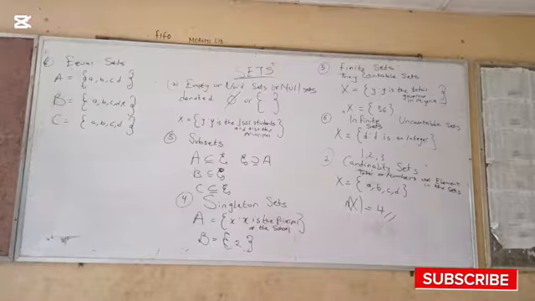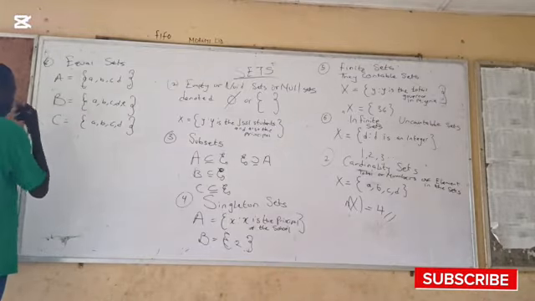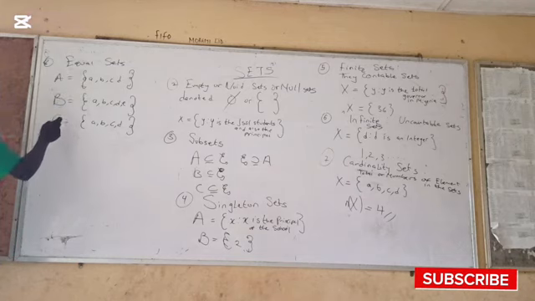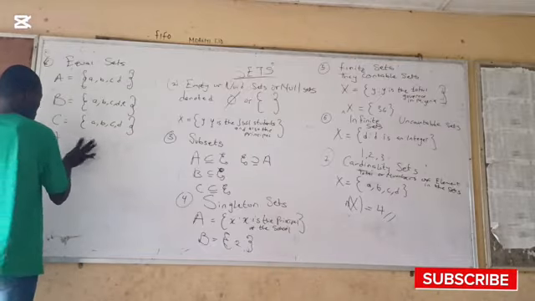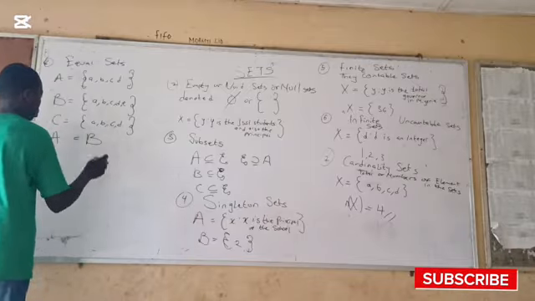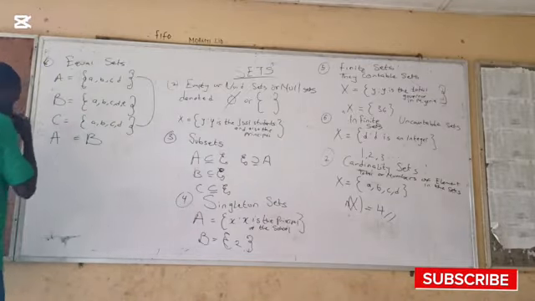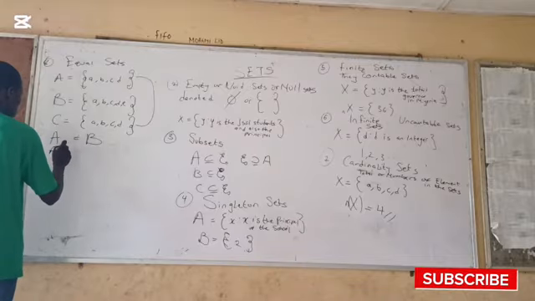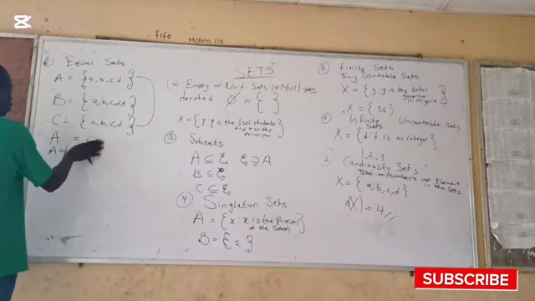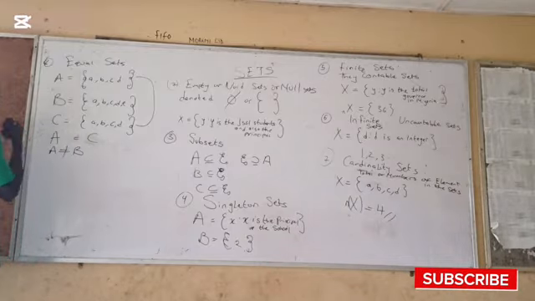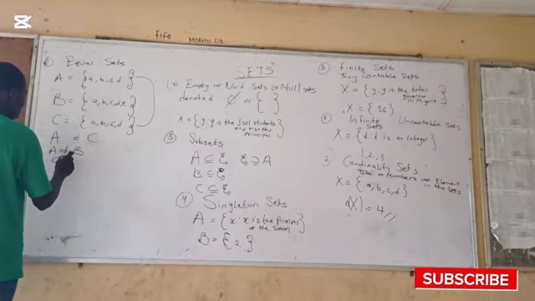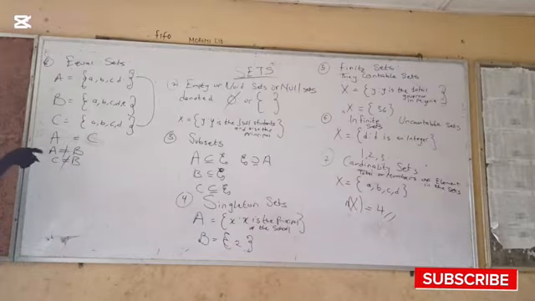So now when we talk about equal sets, when you look at this, you can see that the elements in set A and in set C are the same. Therefore, set A is equal to set C. This is an equal set. But A is not equal to B. And also you can say that C is not equal to B. But A is equal to C, because they both have the same elements.